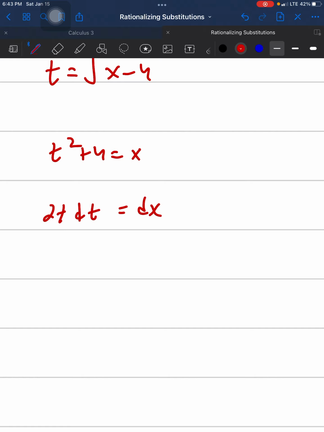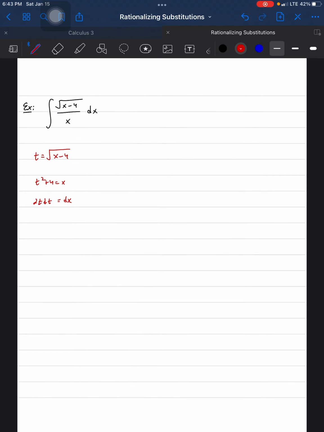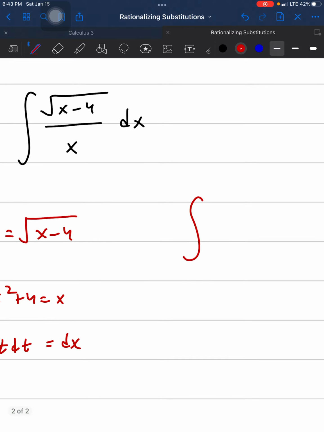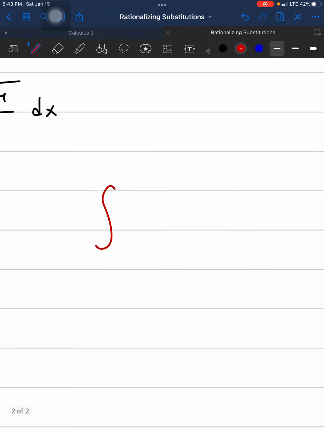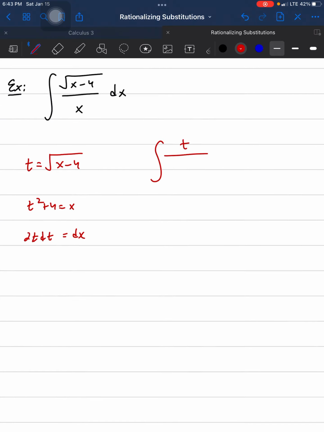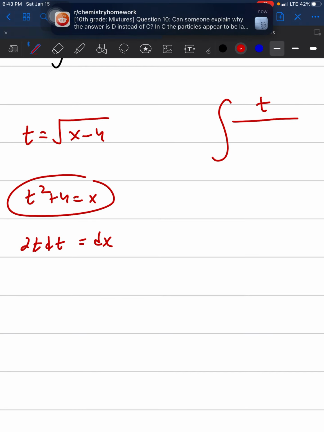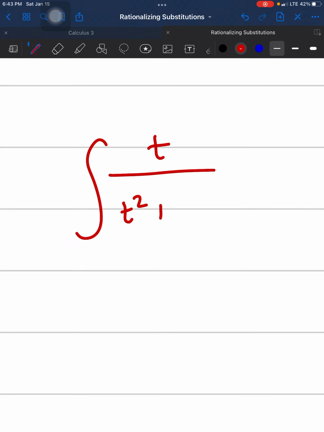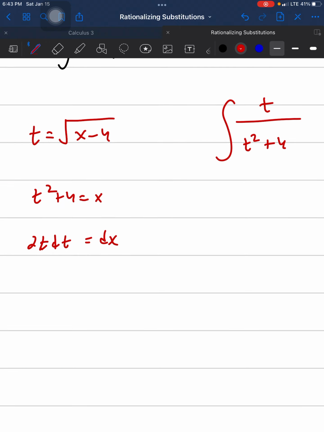So now that we have all the components we need, we can start writing the integral in terms of t. So this is the integral sign. We know t is going to be radical x minus 4. We know x is going to be t squared plus 4, because we solved for that. And we know dx is going to be 2t dt.